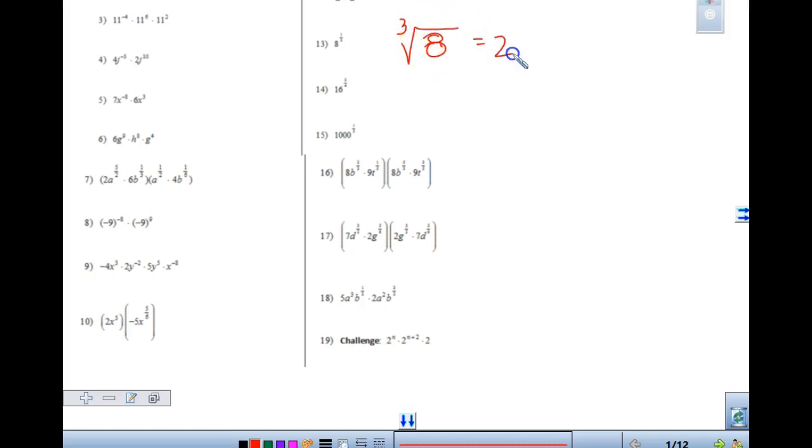Our answer was 2. In 15, when you're looking at it, it had the 3rd root of 1,000. So that's all that's meaning, which then gives us the answer of what number times itself 3 times gives us 1,000 is 10. Right?